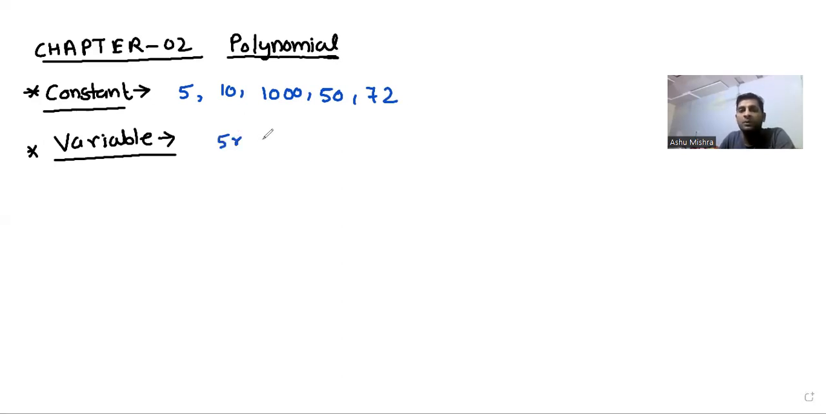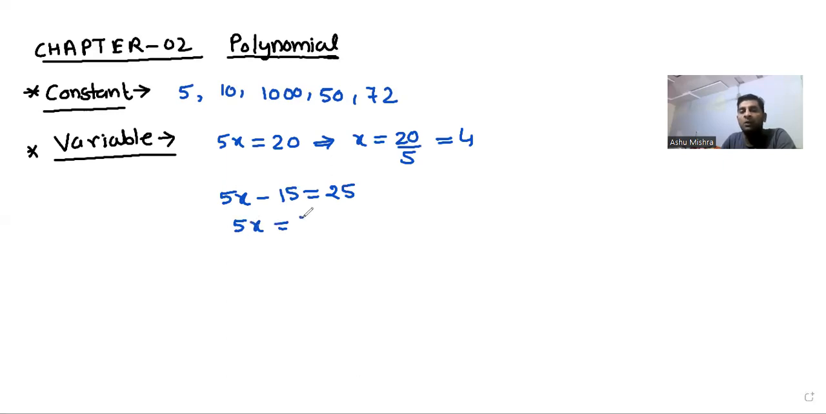Suppose I have a situation 5x = 20. That means I can say x equals what? 20 upon 5 will be equal to 4. Suppose I have a question 5x - 15 = 25. Then I can say 5x = 25 + 15 = 40, or x equals what? 40 upon 5 will be equal to 8. That means the condition changes, the value of x changes.